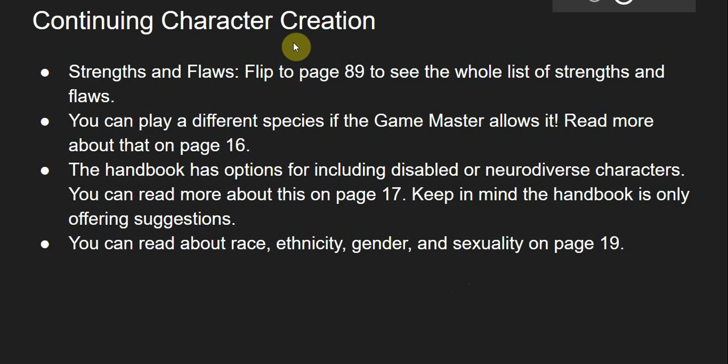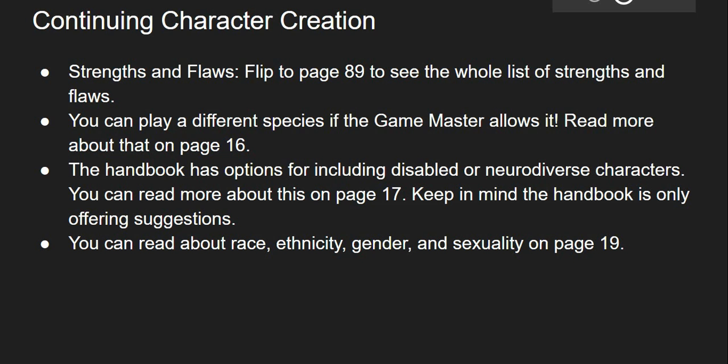To continue character creation, you're going to have to choose strengths and flaws. That can be found on page 89. There is a lot of them, so I didn't list them here. If you turn to page 16, you can kind of read the guidelines for what it would take to play a different species. These are just guidelines, and species in this game do not give you any added bonuses. So you are basically just picking a cosmetic for your character.